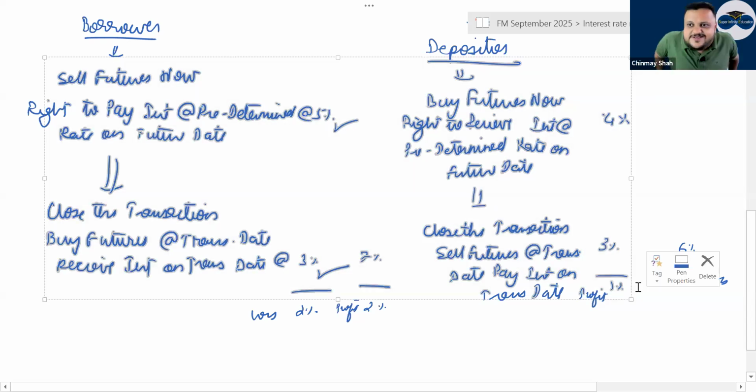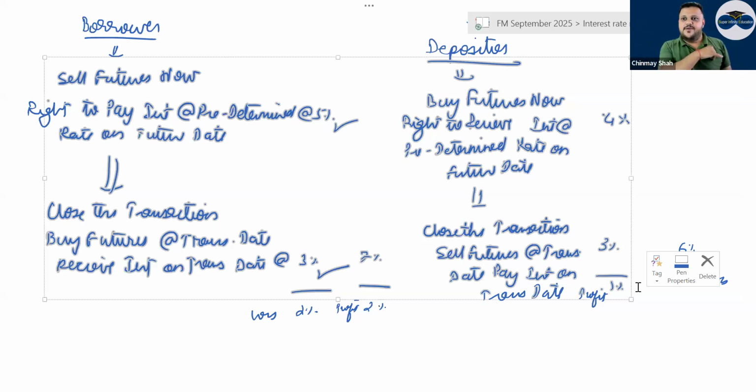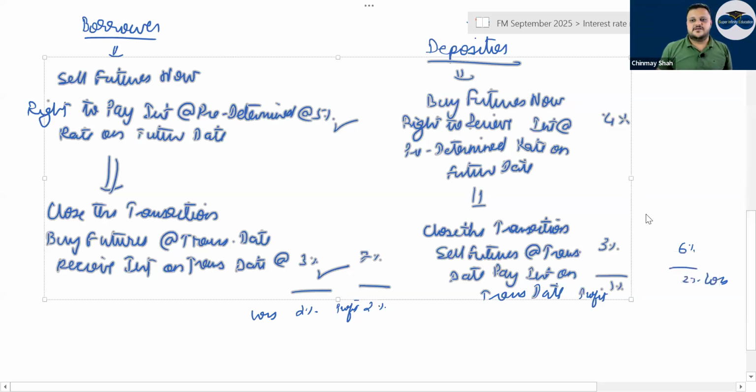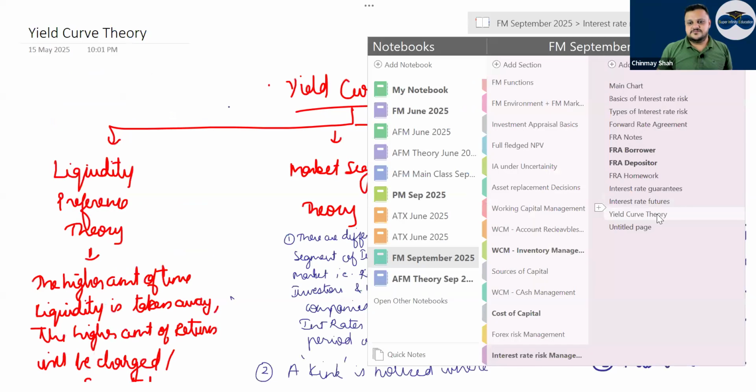Now see, how do you remember this? The borrower always pays interest. What does this mean, sell or buy? Tell me. From my pocket I am bringing something outside. That means what, sell or buy? Sell. This is sell. This is buy. He is paying interest, so he will sell futures now. Later on, buy it at the transaction. The depositor always receives interest, so he will buy futures now and sell it later. Correct.